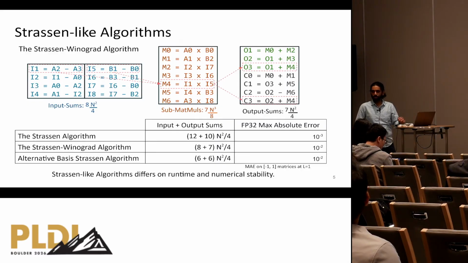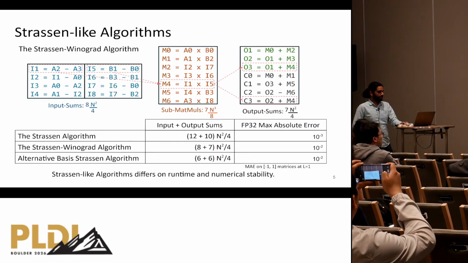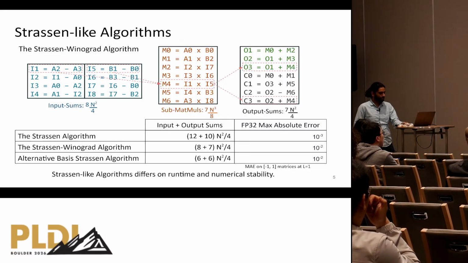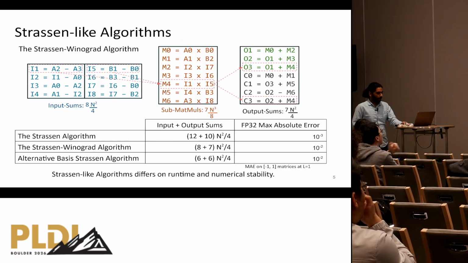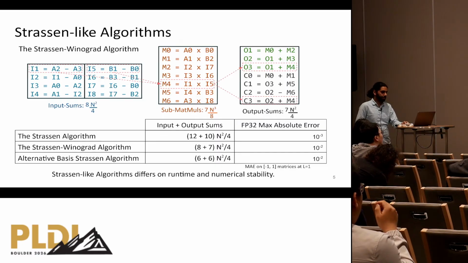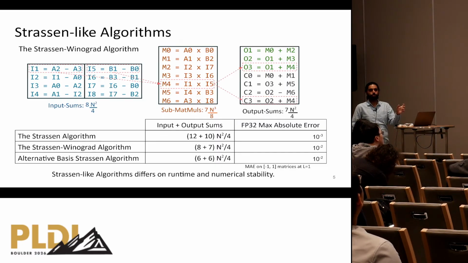There is a whole family of Strassen algorithms. The original Strassen algorithm, which was probably the first subcubic algorithm, had 22 input and output sums. Then the Strassen-like has 15. Alternative basis Strassen, which is the latest one, has 12. And as you can see, with the decrease in input and output sums, the maximum absolute error compared to the cubic algorithm also increases. So which Strassen algorithm is best? It depends on your application. You can trade runtime and numerical stability based on the application.